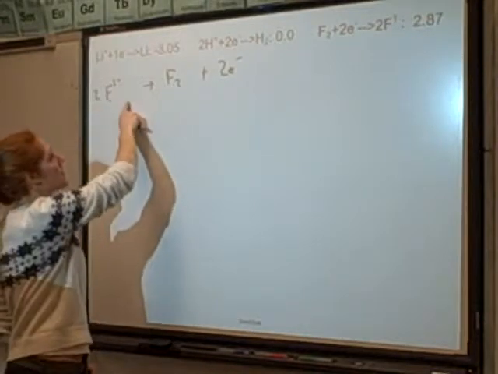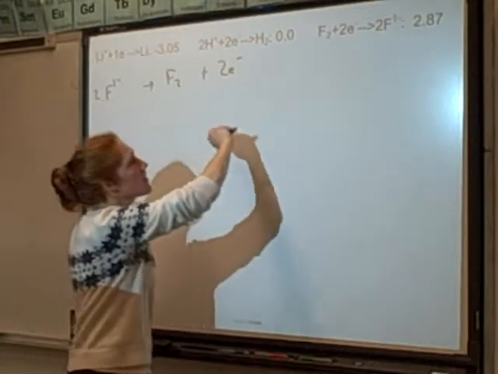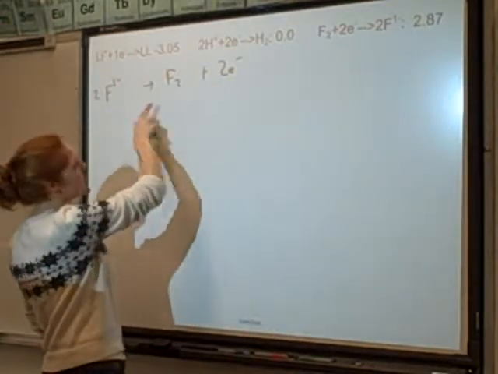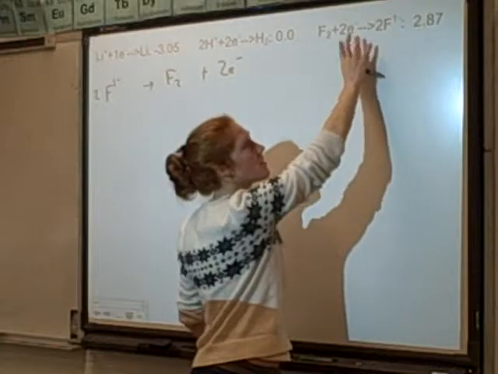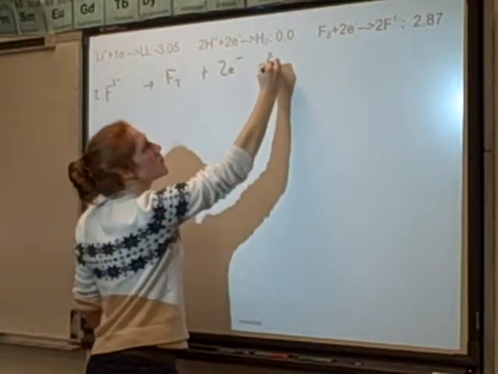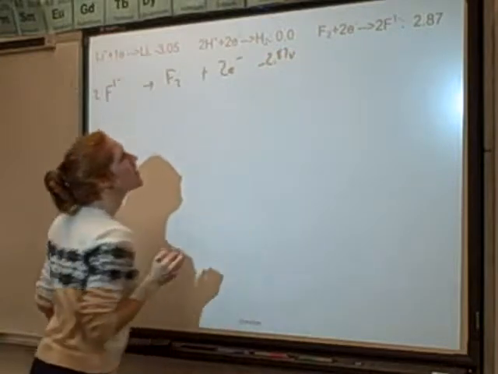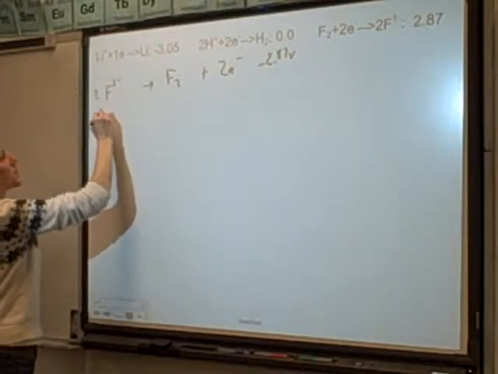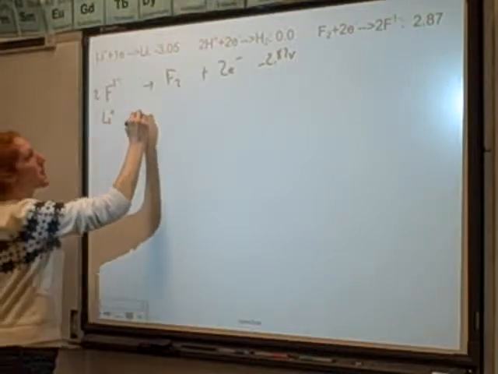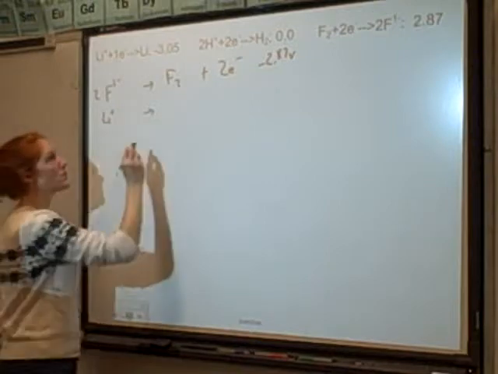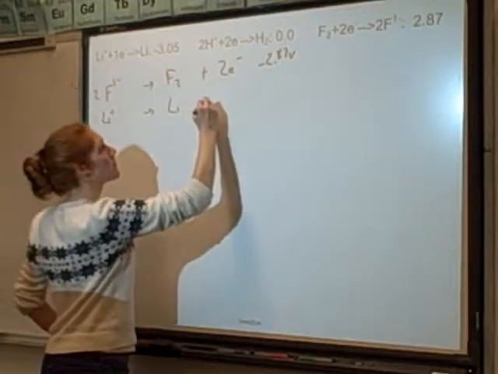And then I can see this is being oxidized. Here fluorine is being reduced. So since I'm doing this the opposite direction of what's on my sheet, I'll flip the sign of that. So negative 2.87 volts. I'm going to take those electrons, I'm going to put them on lithium. So I'm going to have lithium ion. So if my fluorine is being oxidized, I'm going to have the lithium be reduced to lithium atom.